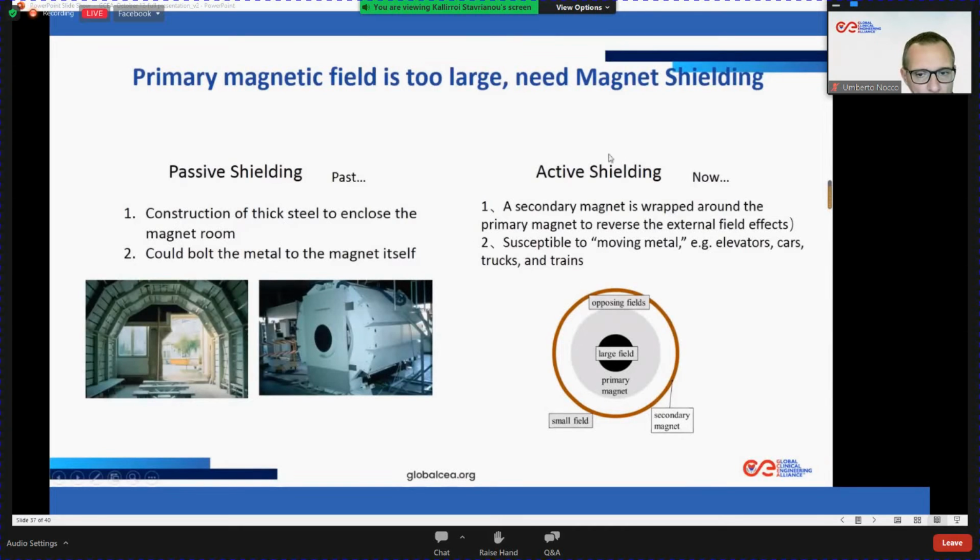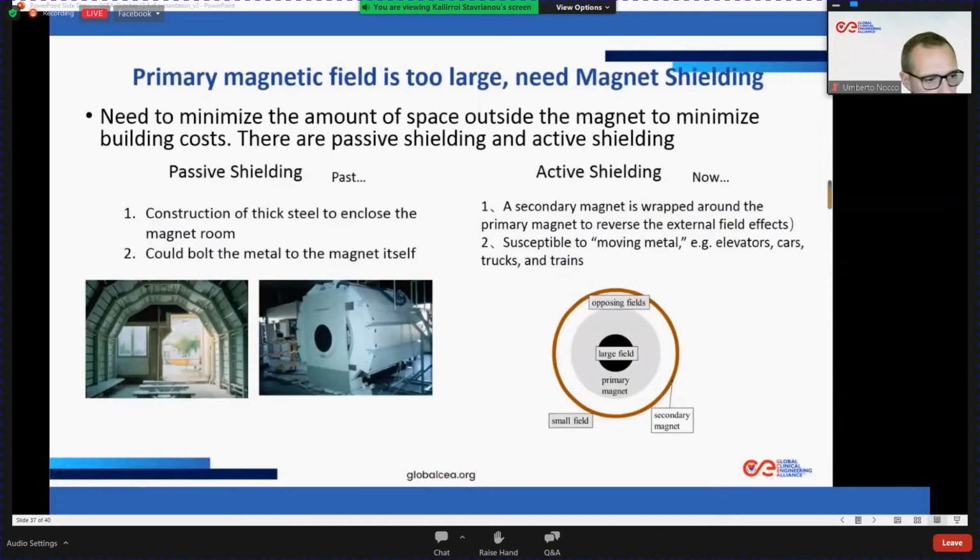But now most manufacturers use active shielding, which uses a secondary magnet wrapped around the primary magnet to reverse the external field. It can reduce the metal needed, reduce the cost, and reduce the room size. But this kind of shielding is susceptible to moving metals like elevators, cars, trucks, and trains. So it is needed to minimize the space outside.